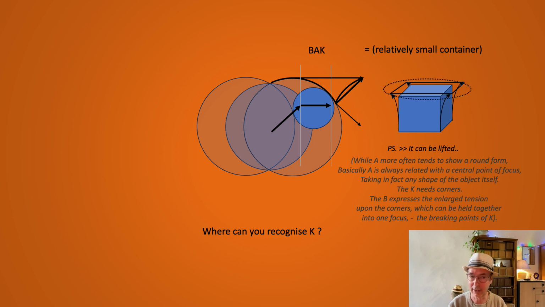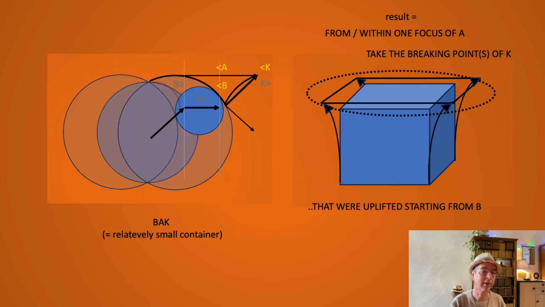And why is the A not round like always? You can see it's a focus, which is always in a round circle, but the focus is on the corners, the K, and this K is lifted by the B, as you can see here. I will make it a bit bigger. You can see, so it is a relatively small container.